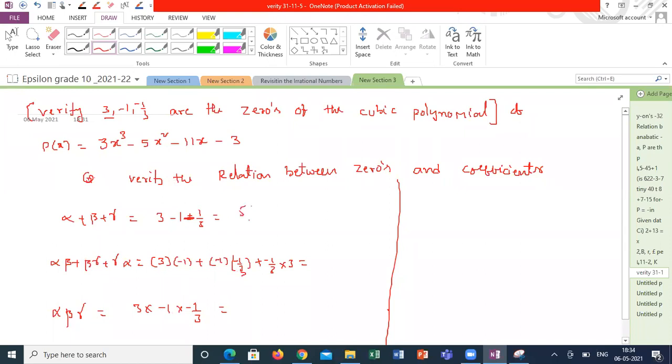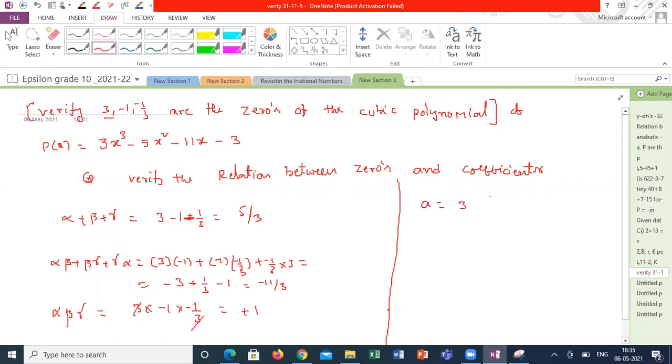And this will be 3 into minus 1, minus 3. Minus 1 into minus 1 by 3, plus 1 by 3. Minus 1 by 3 into 3, minus 1. How much? Minus 11 by 3. Minus 4 plus 1, so minus 11 by 3. This will be 3 cancel, plus 1 now.